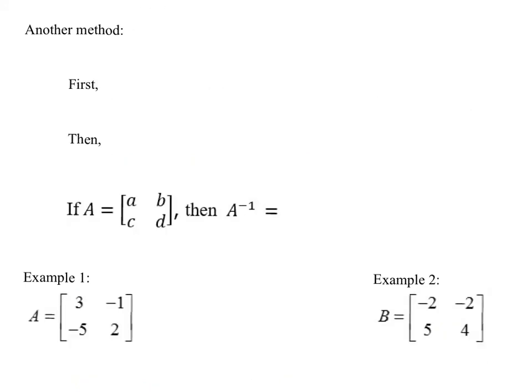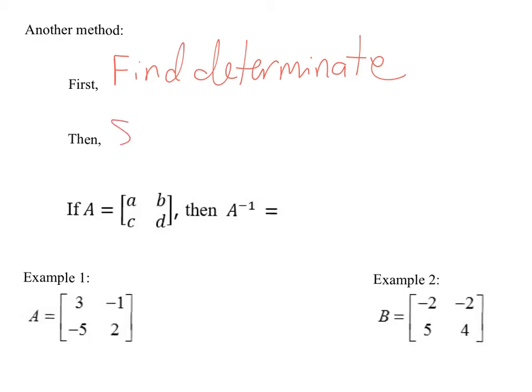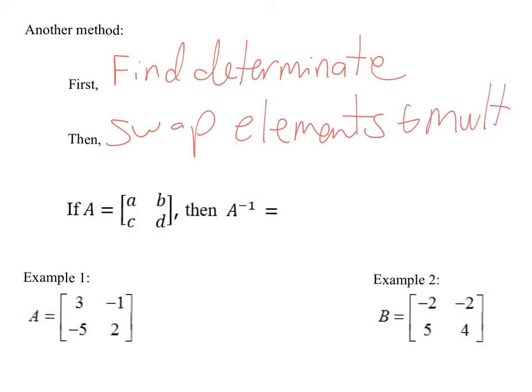So, two things you're going to do. First thing you have to do, if you want to do the shortcut, is to find the determinant. Okay? And then we're going to have to swap the matrix around, swap the elements, and I'll show you how to do that in a second, and you're going to have to multiply it. So I'm going to show you how all this works, okay?